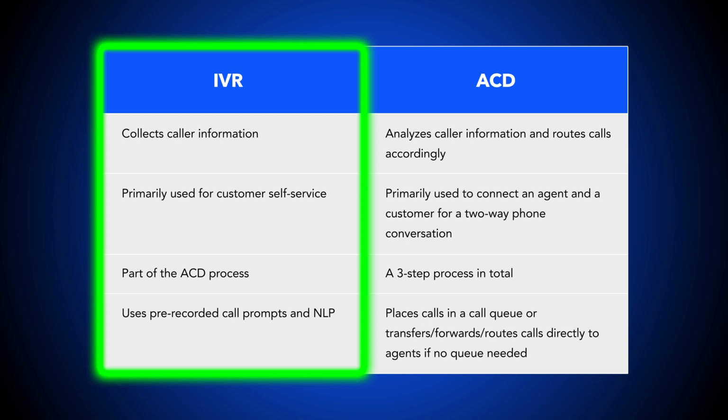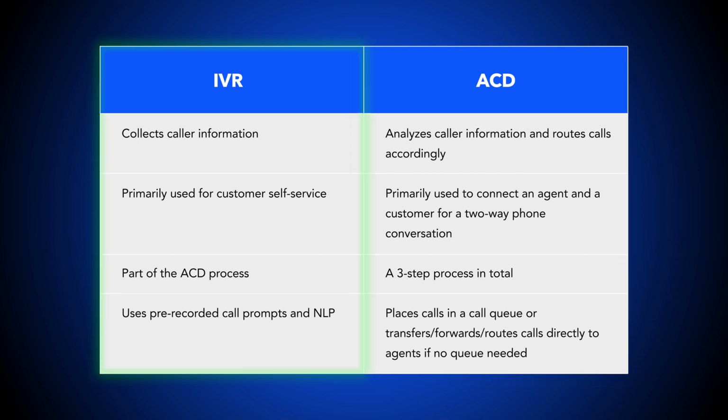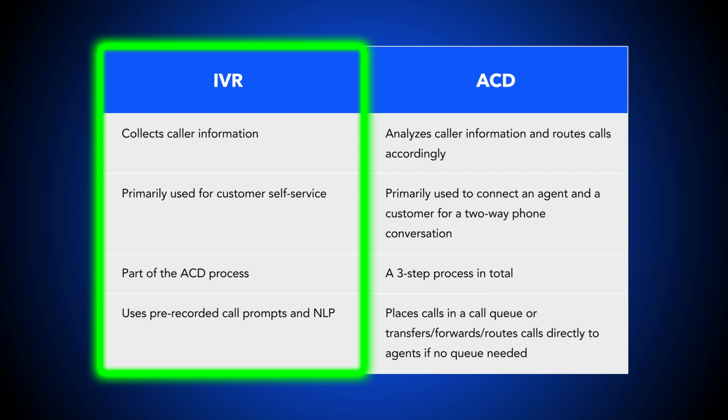IVR collects key caller information while ACD analyzes that information and sends calls through to the most appropriate, best available call path. IVR directs customers through call menus via pre-recorded voice prompts like, "To speak to the billing department, press 1." Or, "To access billing information, please say or key in your account number now." IVR collects data like the reason for the customer's call, customer contact and account information, and the agent or department the caller needs to speak to.